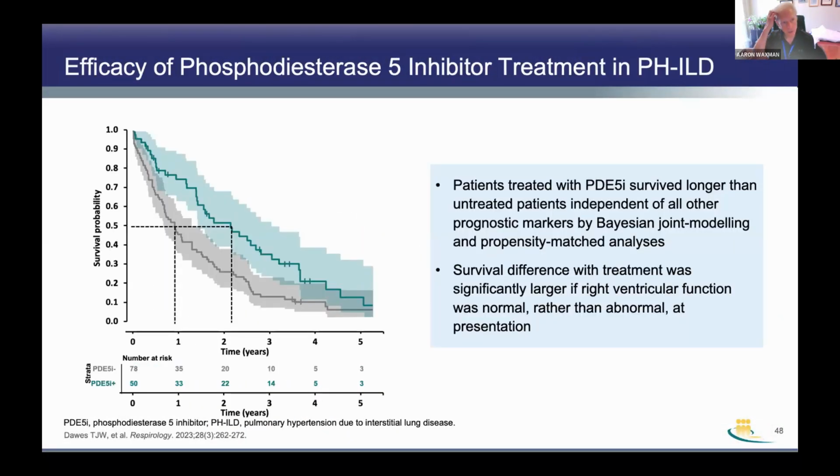This is some work out of the United Kingdom looking at patients who were treated with a PDE5 inhibitor. Now, these patients may not have felt a whole lot different being on drug, but it does suggest that patients treated with PDE5 inhibitor had an improved survival. And the survival difference with treatment was significantly larger if right ventricular function was normal rather than abnormal at presentation.